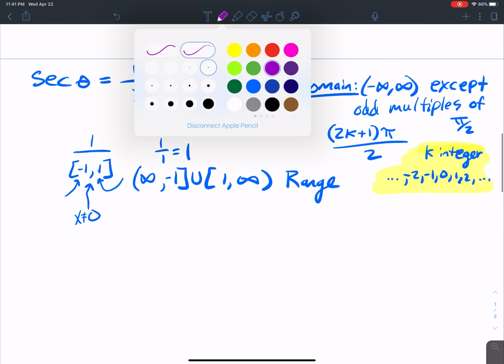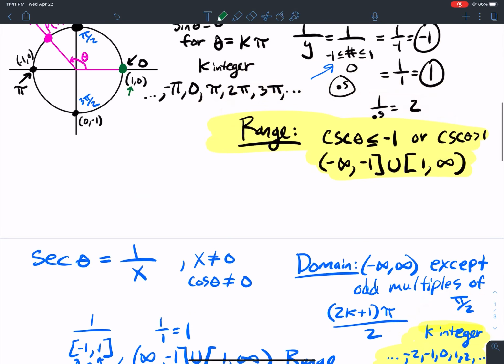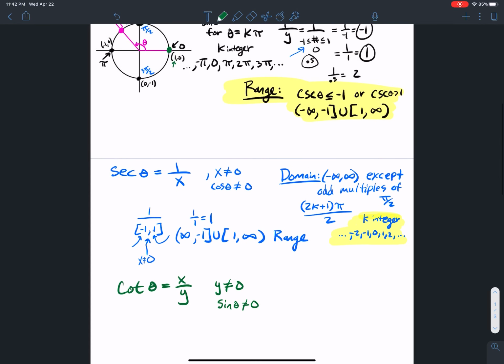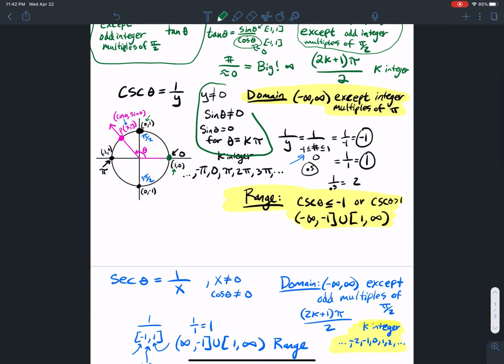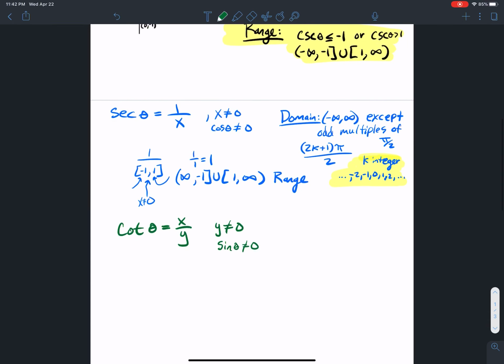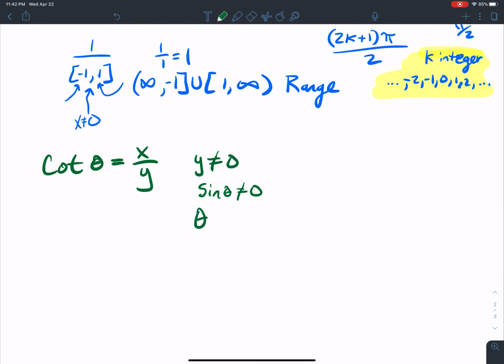The cotangent, what did I use? Did I use green here? Yeah. Okay, so cotangent theta, what is that? That's x over y. So as long as y doesn't equal 0, we're good to go. Now y is sine, so sine theta not equal to 0. What did we say for sine theta not equal to 0? Okay, so theta is not equal to pi k. All right, so as long as theta is not equal to k times pi for an integer, then we're good to go.